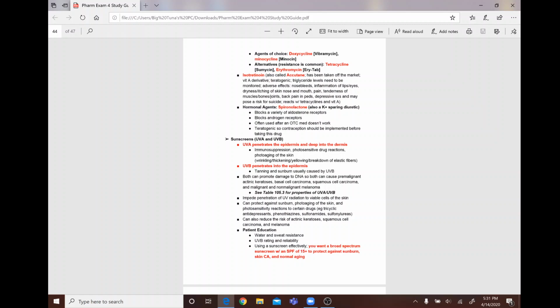Spironolactone is also a K plus sparing diuretic, blocks a variety of aldosterone receptors, blocks androgen receptors, often used after an OTC med doesn't work, and is teratogenic, so contraceptives should be implemented before taking this drug.